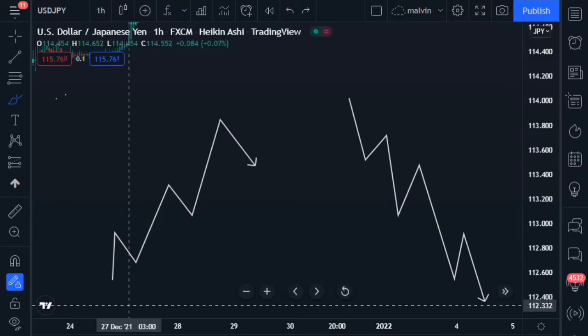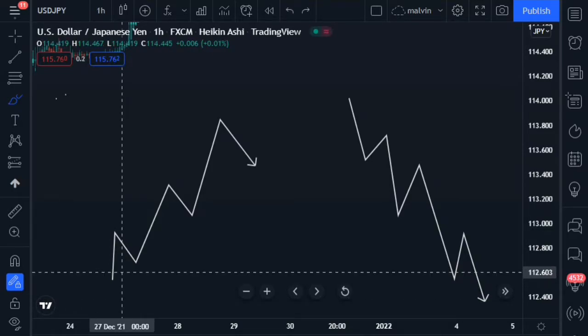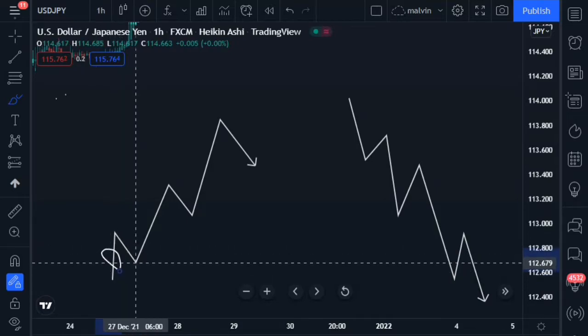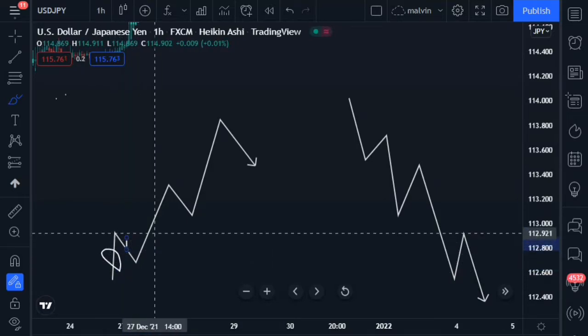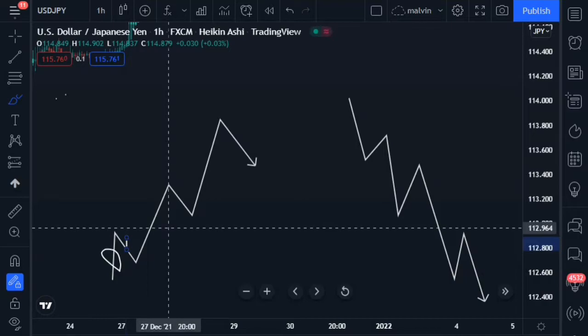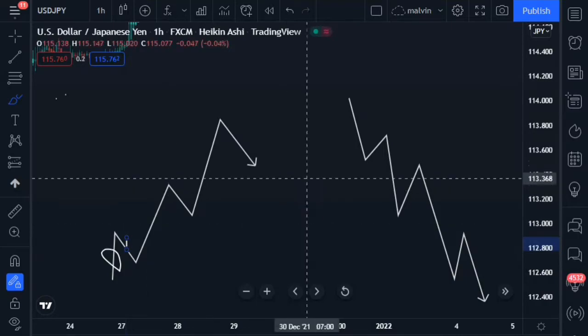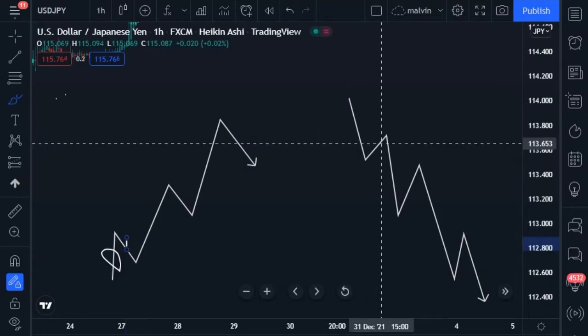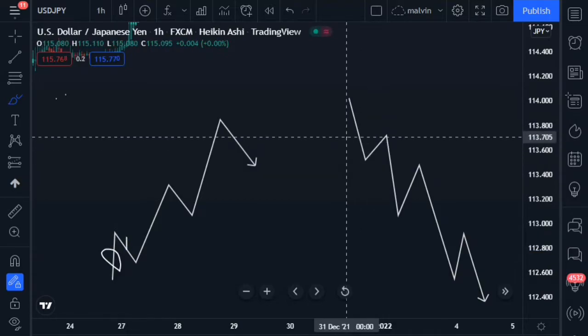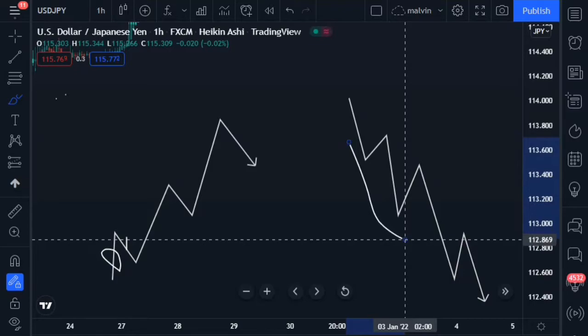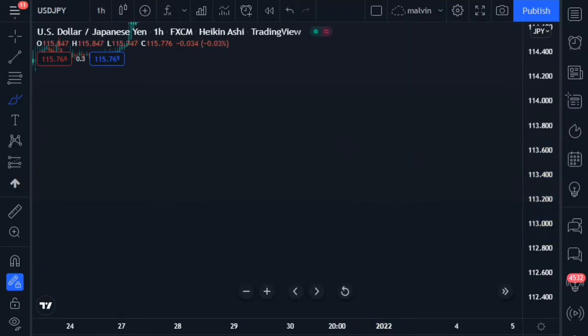To know when price is in an uptrend with the Heikin Ashi candlestick, you'll be seeing more blue candles than red candles. When you see more blue candles than red candles, the Heikin Ashi is telling you that price is in an uptrend. And whenever you see more red candles than blue candles, you have to know that price is in a downtrend. So let's go back to the chart so we can break this down.